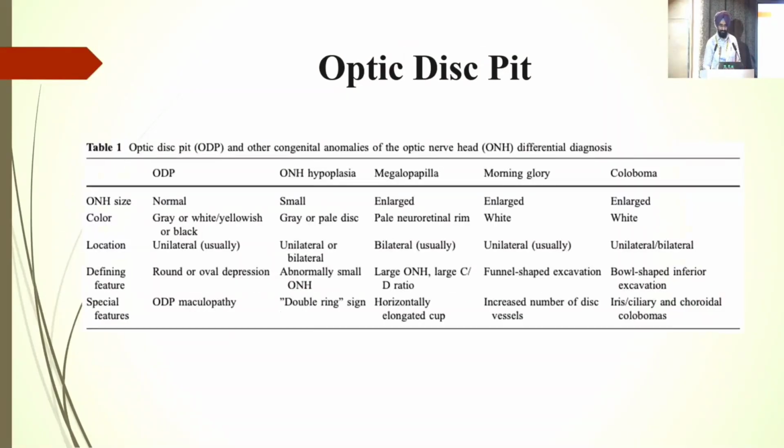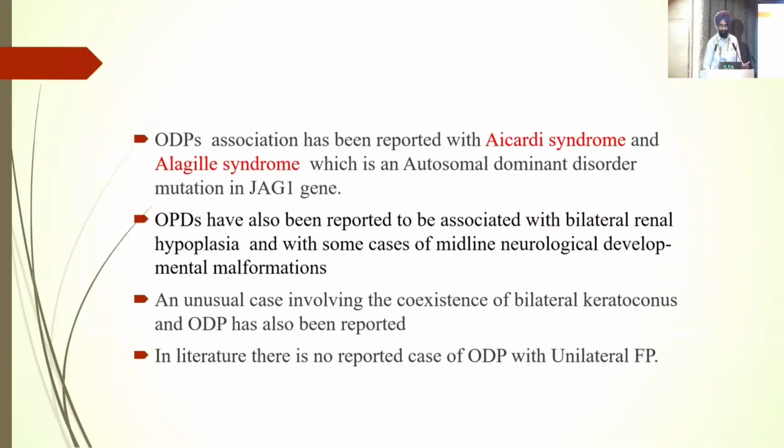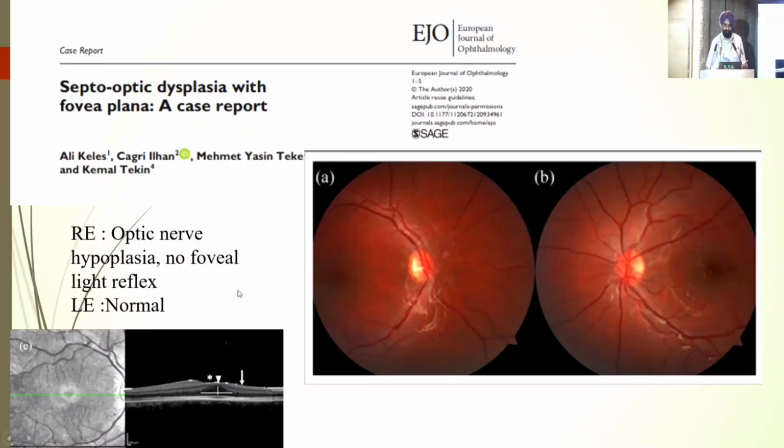The various differentials that need to be differentiated are ONH hypoplasia, morning glory syndrome, and coloboma. It has been reported with Aicardi syndrome, Alagille syndrome, bilateral renal hypoplasia, bilateral keratoconus, but there's no reported case of ODP with unilateral foveal hypoplasia. This was a nearly similar case, but there was septo-optic dysplasia with fovea plana.